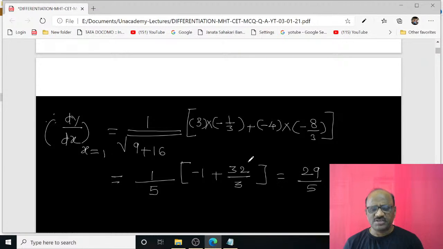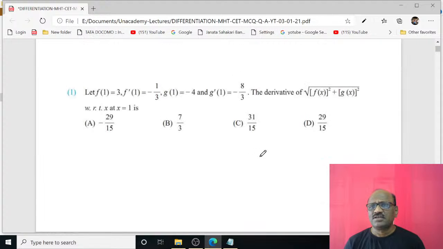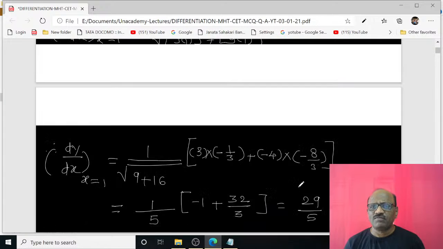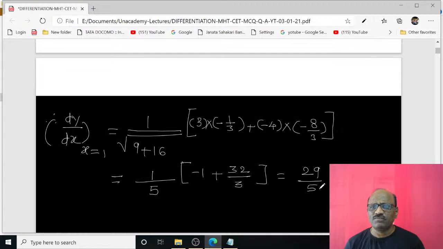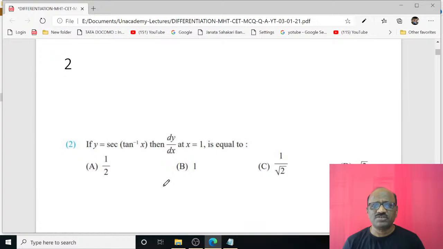Which option is the correct one? Now see this here, 29 upon 15 into 5. If we simplify this, then you will get 29 upon 3. That is 29 upon 15. Therefore the option D is the correct one. Now we'll see the next question.